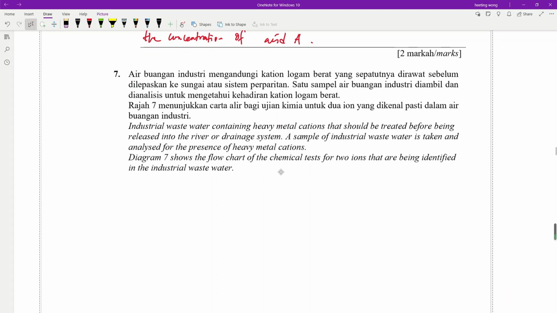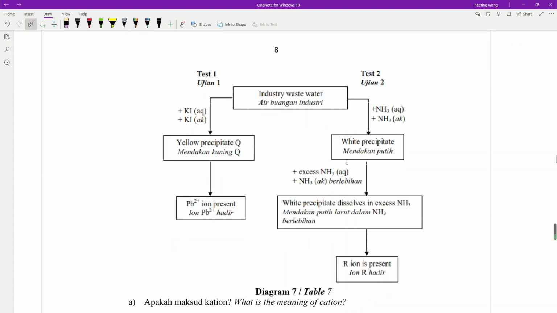7. Industrial wastewater containing heavy metal cations should be treated before being released to the river or drainage system. So a sample of industrial wastewater is taken and analyzed for the presence of heavy metal cations. So this one is heavy metals. The diagram shows the flow chart. So for the test now, test 1, you add in the potassium iodide. So it forms the yellow precipitate Q.